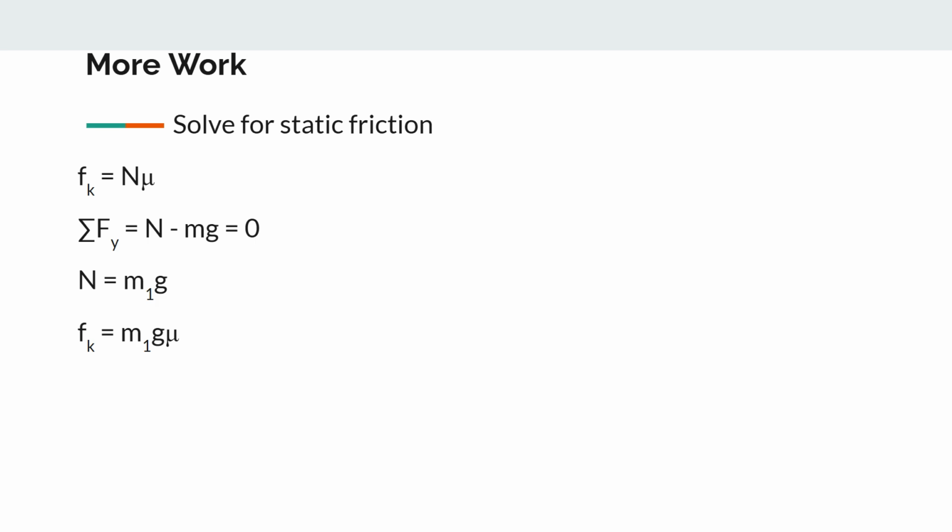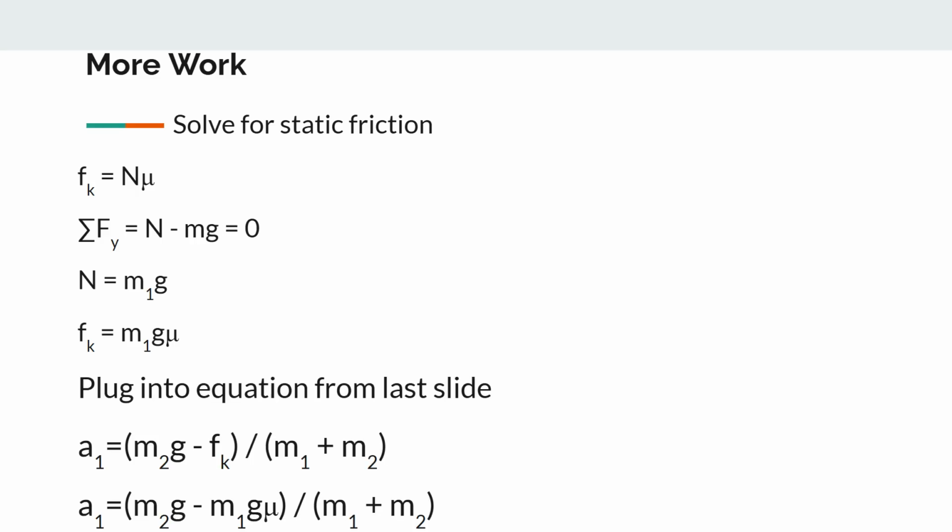And so we go all the way back to our Newton's second law equations. We have the sum of the forces in the y equals normal minus m1 gravity equals 0. So normal equals m1 gravity. So the force of kinetic friction equals mass 1 times gravity times mu. And then we plug that into our equation from the last slide. The top one is the equation from the last slide where we ended up, and the bottom one is the equation with that plugged in.